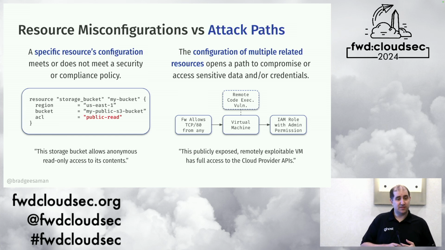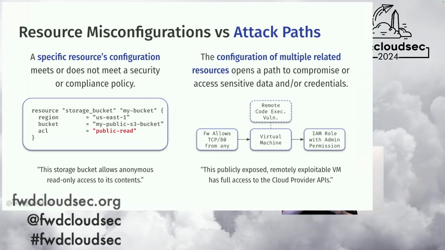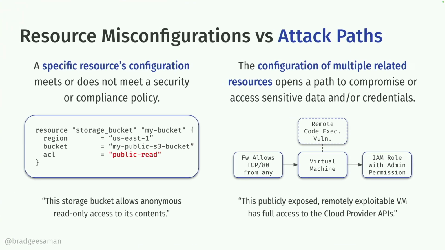A resource misconfiguration is a specific resource's configuration, maybe its attribute, right? Think of just that scope: did I set that to true, set that to false? And I like to think of an attack path as a configuration of multiple related resources that opens up a path to compromise or access to sensitive data or credentials.